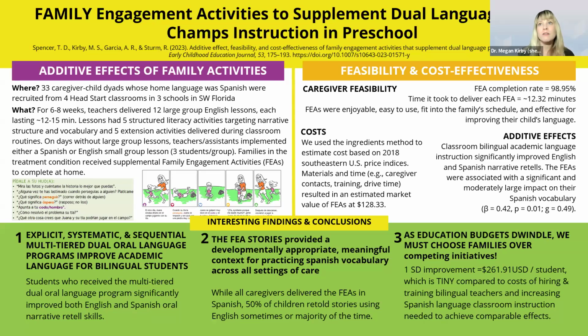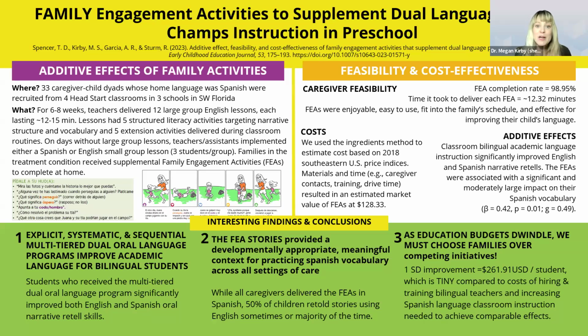So it took under 12 and a half minutes for a family, a caregiver, to implement one of these worksheets after school, right? And they would follow the steps. The parents or caregivers, sometimes there's a grandma, found them very enjoyable. They were easy to use. Obviously, they have to be literate. And so that's going to be a barrier if there's any issues with literacy. But they liked them. They fit into the family schedule. They thought they were effective for their kids.